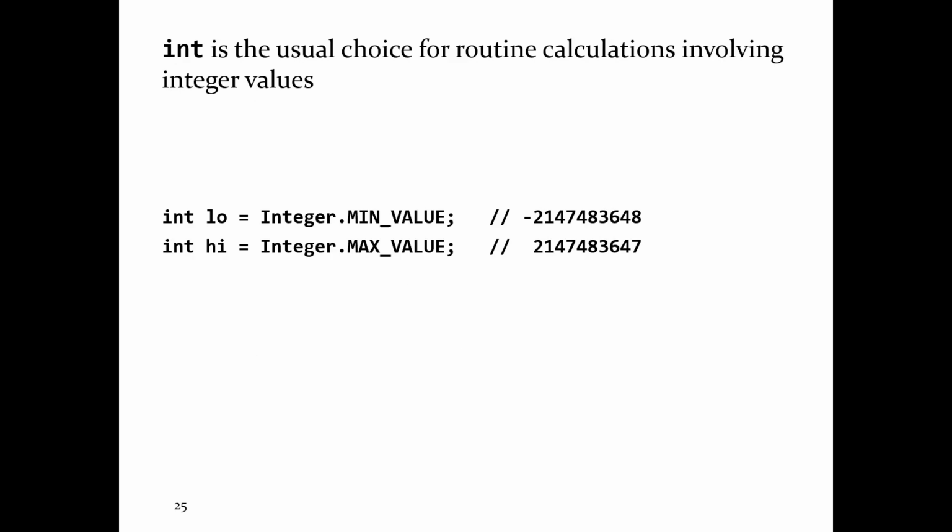Okay, so int is the usual choice for routine calculations involving integer values. If you need to know the most negative int value, you can get that information using the class Integer. The class Integer stores information about the int primitive type, like the most negative value and the largest positive value, so that's Integer.MAX_VALUE. And you can see here they're roughly -2 and +2 billion.